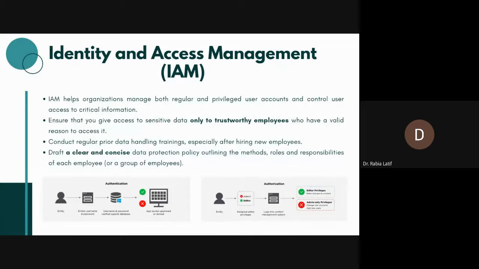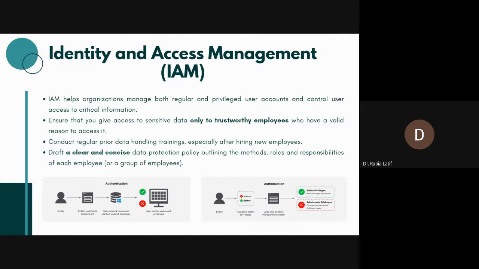The third important category is identity and access management. Identity and access management helps organizations manage both regular and privileged user accounts and control user access to critical information. It is very, very important to implement this. Nowadays, we even have separate servers responsible only for the identity and access management of the systems.